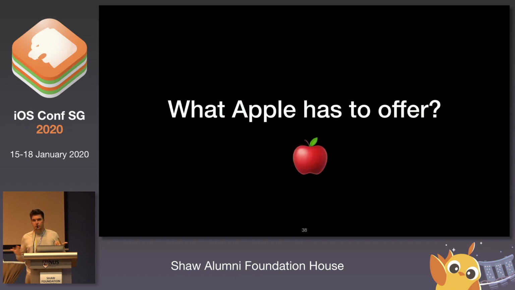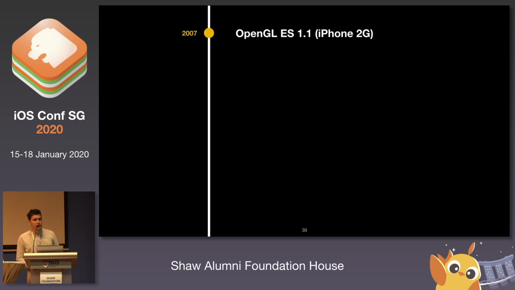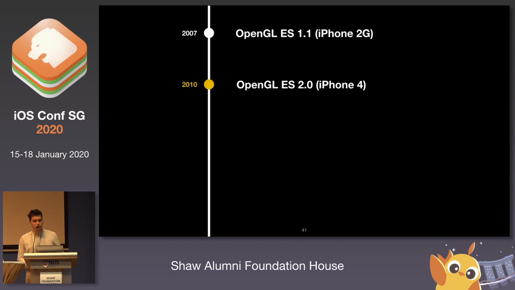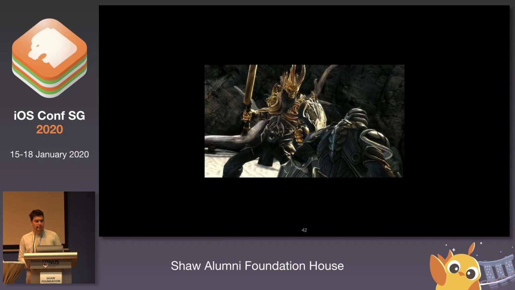So what Apple has to offer is the most interesting for us, since we work on Apple platforms. Actually, we've been blessed with having very good GPU support since 2007, since the first iPhone was released. It supported OpenGL ES. And at that time, it could render graphics comparable with PlayStation 1. When the iPhone 4 was released, OpenGL ES 2 support landed, and we saw beautiful games like Infinity Blade.